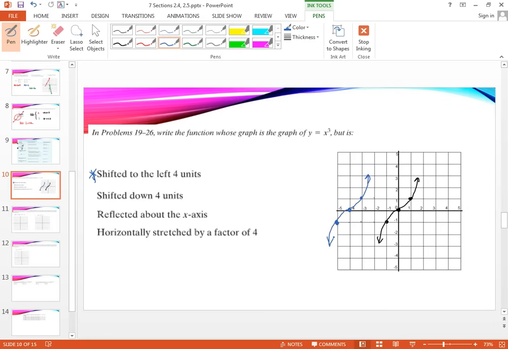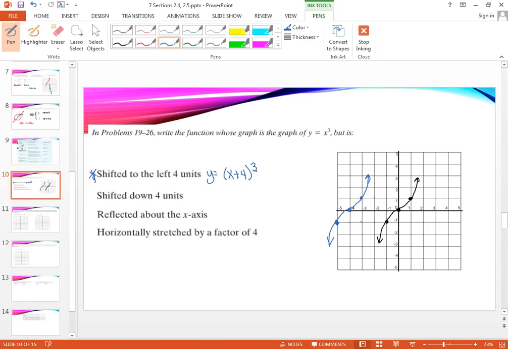Okay? That's what it means. It's shifted to the left 4 units. Okay? Now what does my equation look like? Okay. How do you say move to the left? Okay, that means you're going to add 4 inside the operation. Okay, so inside the cube. So shifts left and right have to happen inside the operation, and it's the opposite of what you think. If it says left 4, you say plus 4.